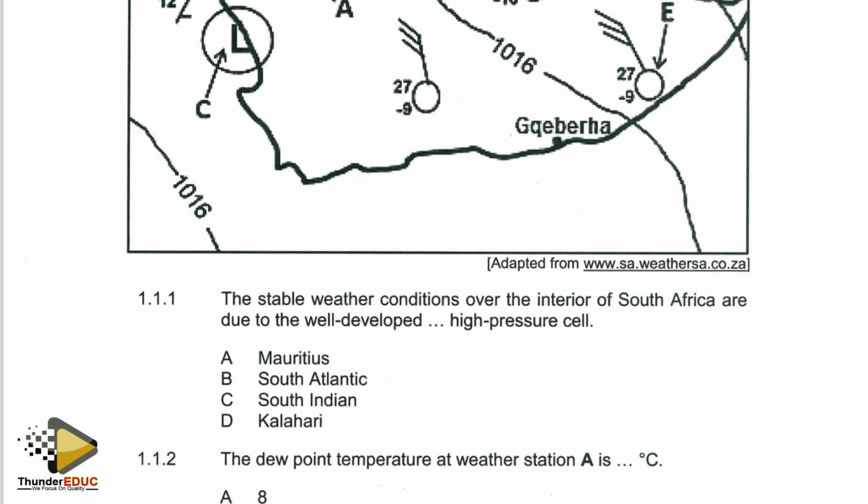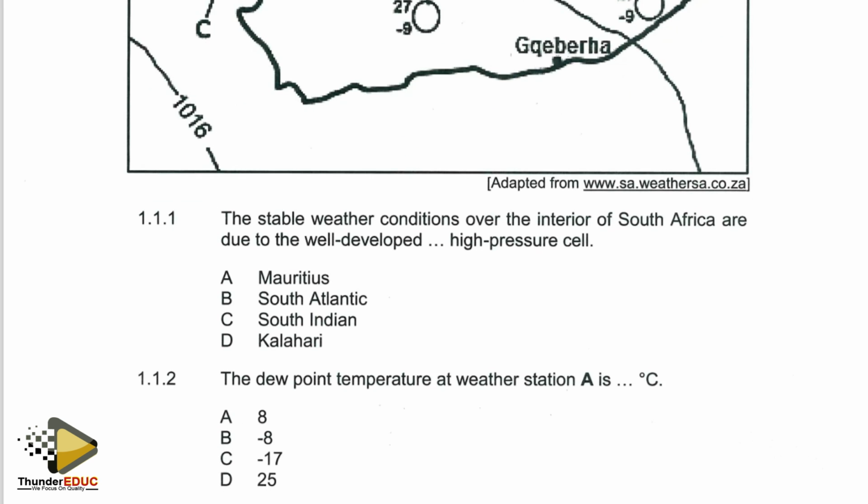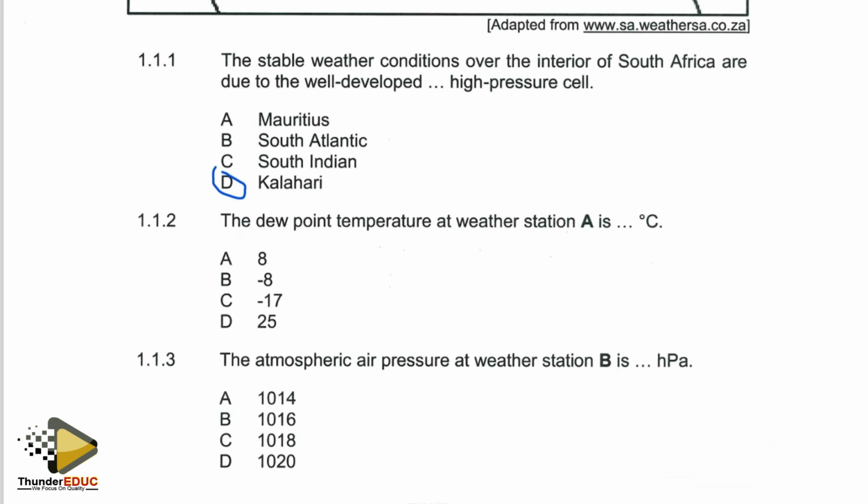So in this instance, over the interior, when we are having stable weather conditions, we are having the dominance of the Kalahari high pressure cell. So for that question, our correct response would be item number D, which is the Kalahari high pressure cell. It's the one that contributes towards fine weather conditions over the interior. Right, we move on to the second question.